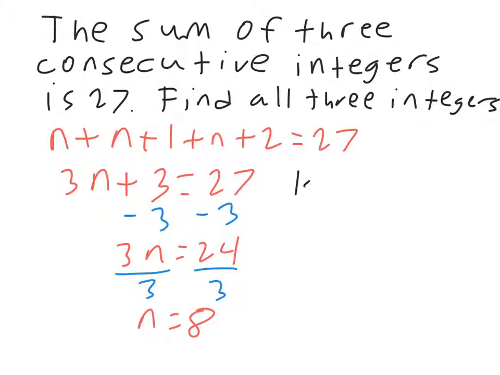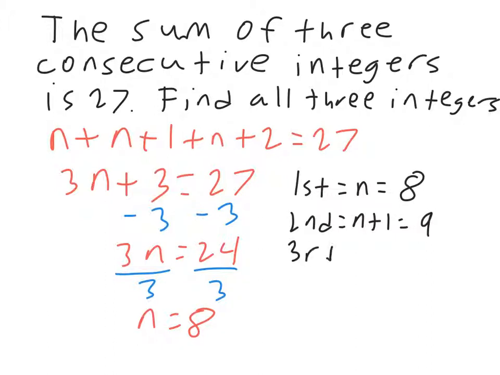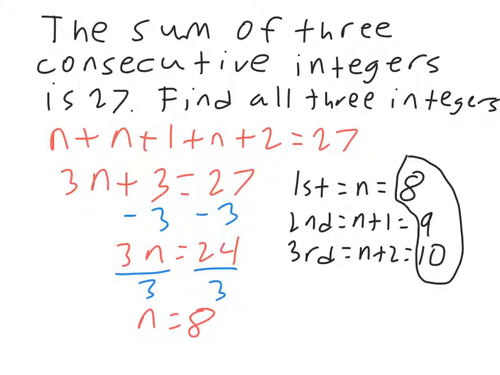So the first integer is n, which is 8. The second integer, remember, is n plus 1, so 8 plus 1 is 9. The third integer is n plus 2, and 8 plus 2 is 10. So these are 3 integers, and remember they wanted all 3, so 8, 9, and 10.